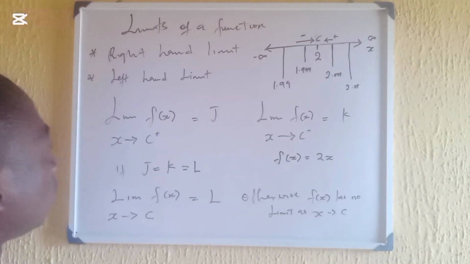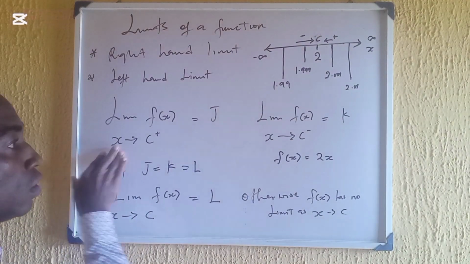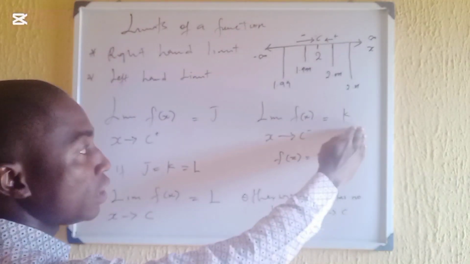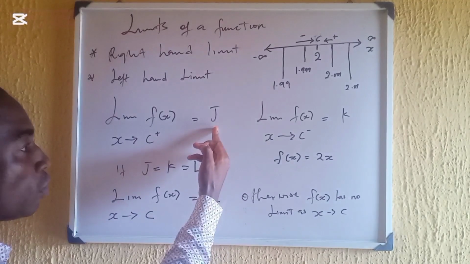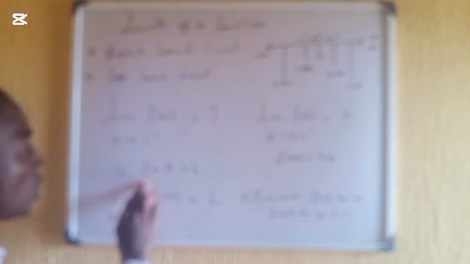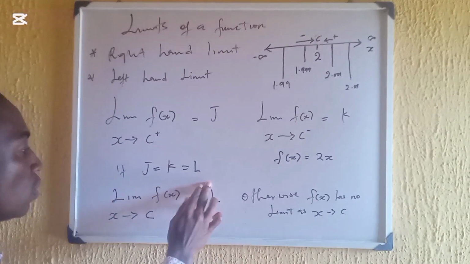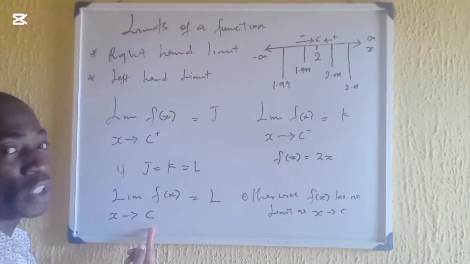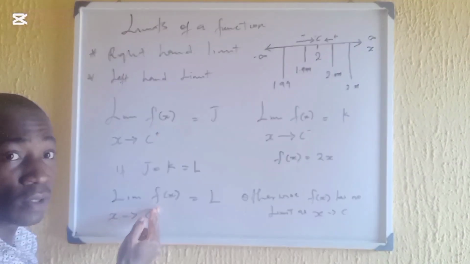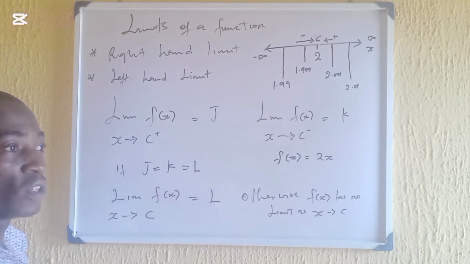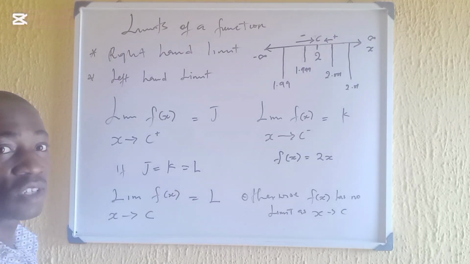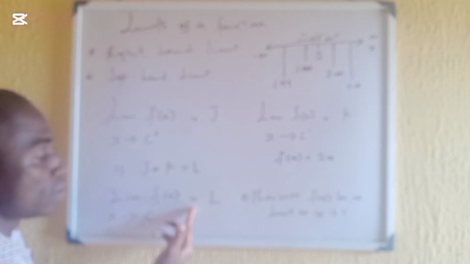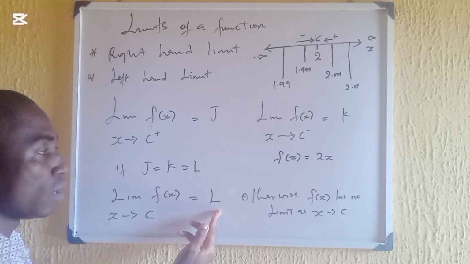So look at this. Here we have the right hand limit, we have the left hand limit. We say let the right hand limit be j, let the left hand limit be k. So if we have a value for j and a value for k, and j is equal to k, which is equal to L, it means that the limit of the function as x approaches c, you will notice that I didn't use plus or minus because from the definition we said that the limit approaches from both sides. So as x approaches c, the limit of the function is equal to L.